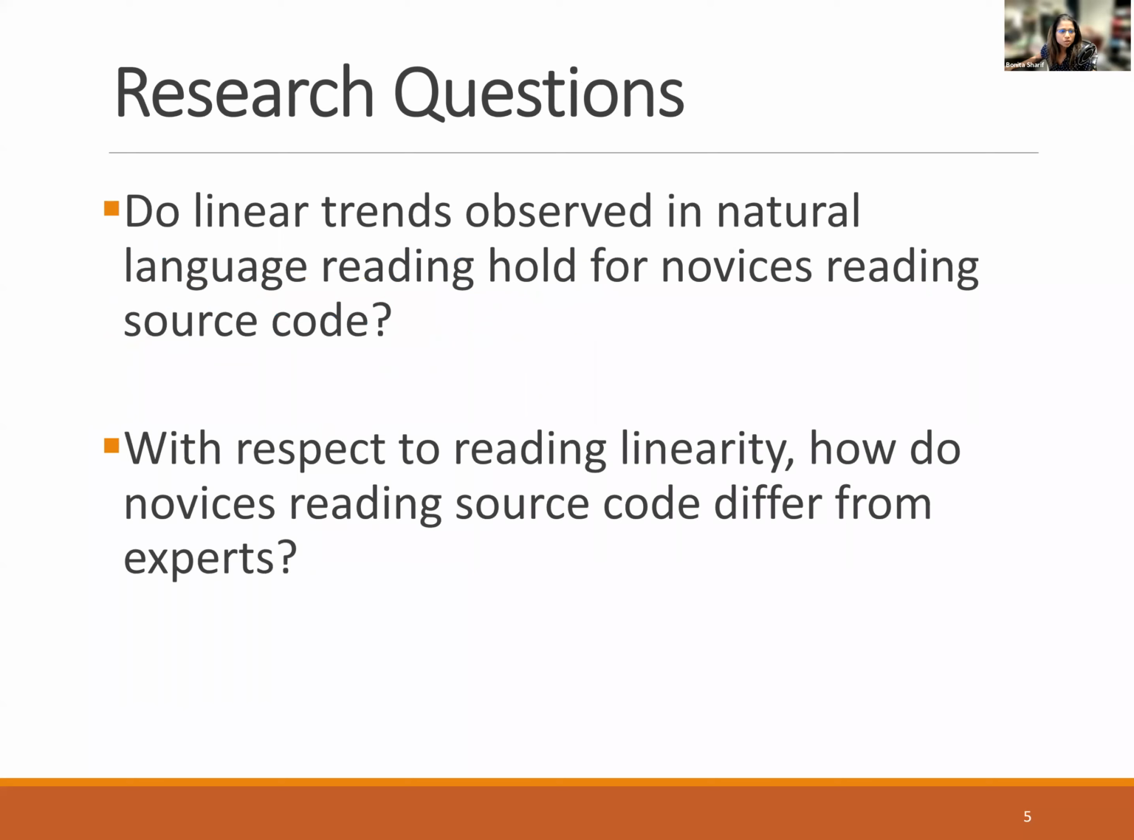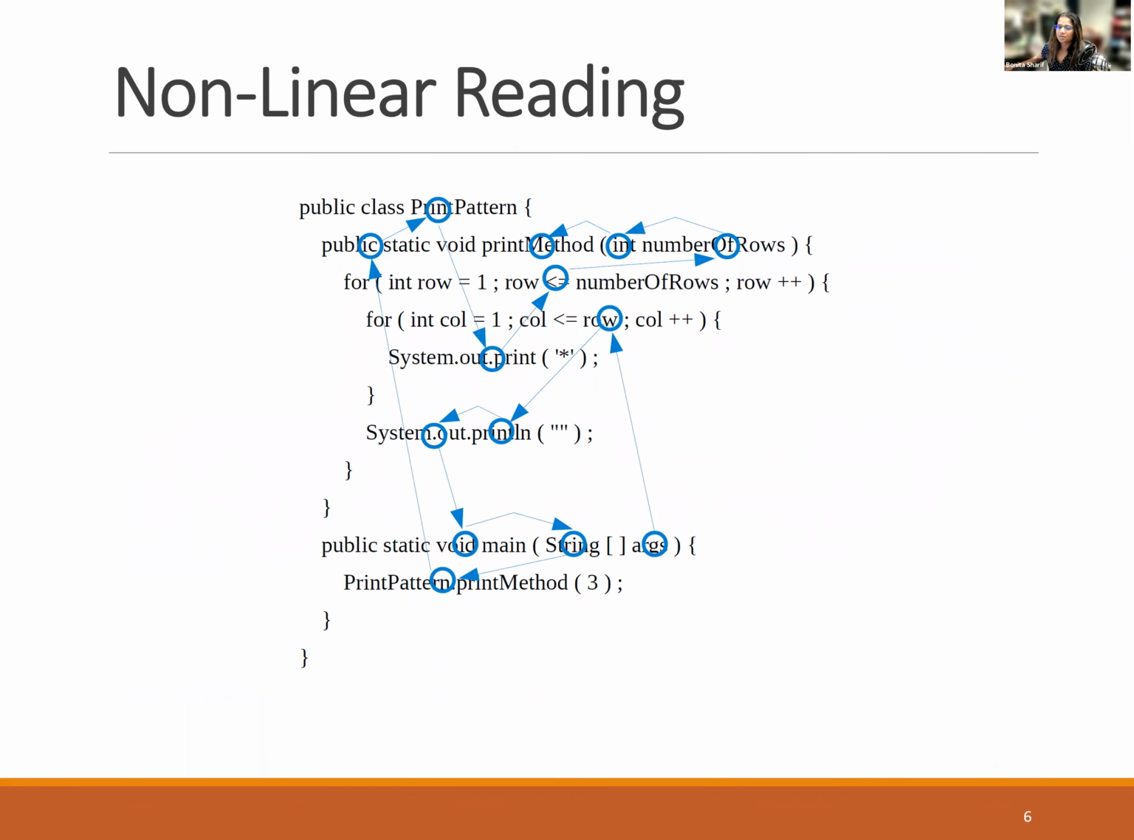The two research questions we sought to answer in that study were whether the linear trends that we observed in natural language held for novices when they read source code, and whether the novices differed from the experts. Here is an example of nonlinear reading in a simple print pattern program. This has two for loops, prints out a star, and has a main method that calls this print method.